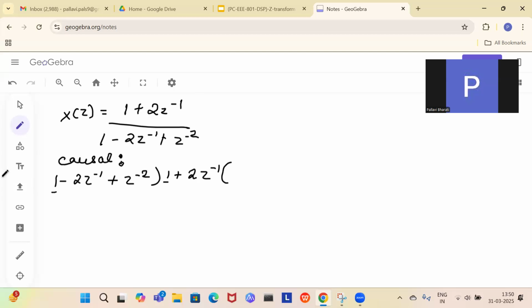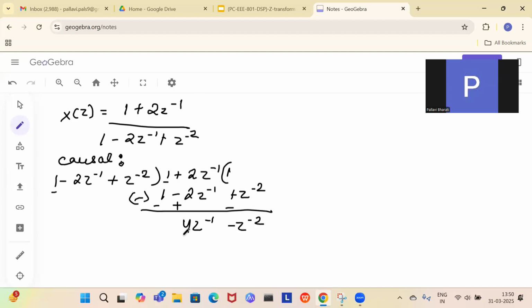So you need to multiply it with 1, right? So 1 into 1 will give you 1. Now this 1 has to be multiplied with this one. So what you will get is minus 2z to the power minus 1 plus z to the power minus 2. Now we are going to subtract it. So the sign changes. You have this as 4z to the power minus 1 minus z to the power minus 2. Now you are going to compare this one with this one.